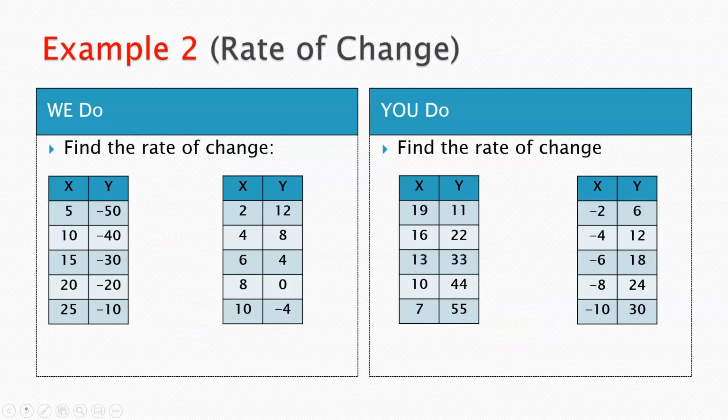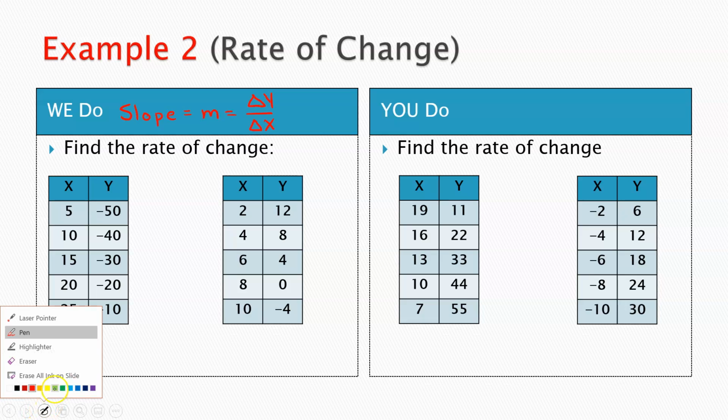All right. Example 2. This is rate of change. Remember, what is rate of change? Another way to say rate of change is basically just saying slope. And we use the letter M to represent slope. And remember, that was the change in the y's, delta y over delta x. It's a comparison of how much my y's are changing over how much my x's are changing by. So let's take a look at this first.